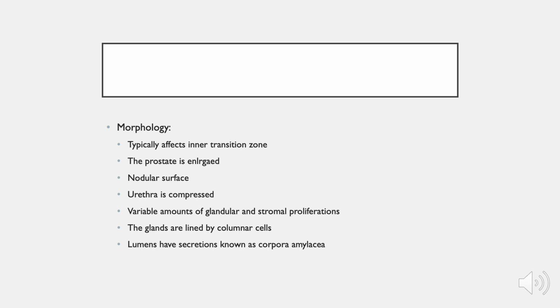A prostate gland that's affected by benign prostatic hyperplasia is usually enlarged with a nodular surface. The urethra is compressed and is slit-like, and there is a variable amount of glandular and stromal proliferation. Some patients will have more epithelial proliferation than stromal proliferation, while others will have predominantly stromal proliferation. The glands will be lined by columnar cells, which is different from the normal cuboidal epithelium, and the lumens will have secretions known as corpora amylaceae.